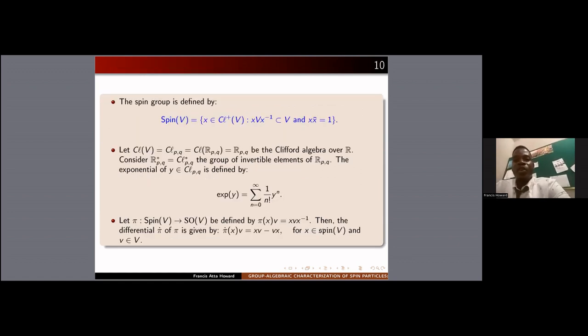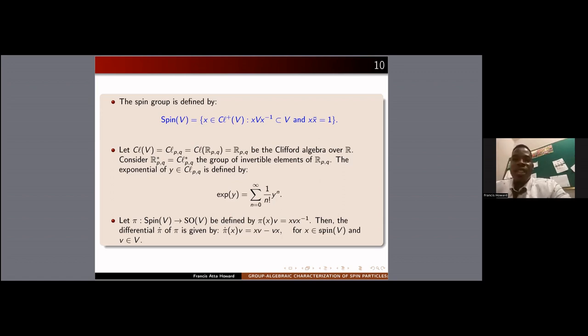So the spin group is taking the X belonging to the Clif positive of V, such that X V and the X image of the X belongs to the V, and the X bar also equals one. This property is just a property of invertibility, and it has to be invertible. The X, the element in the Clifford, has to be invertible in order to obey the spin group in mathematics or geometry.